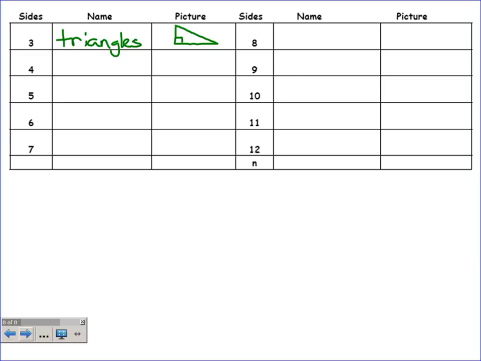Okay, tough one. You guys are going to say the wrong answer. Every single four-sided polygon is called what? Quadrilateral. Make sure it's spelled correctly. Quadrilateral is any four-sided figure, okay?